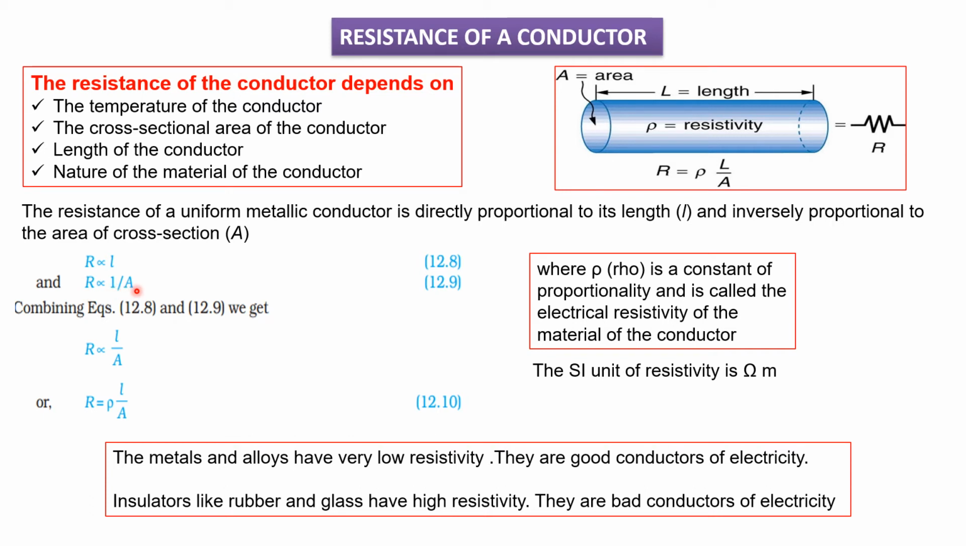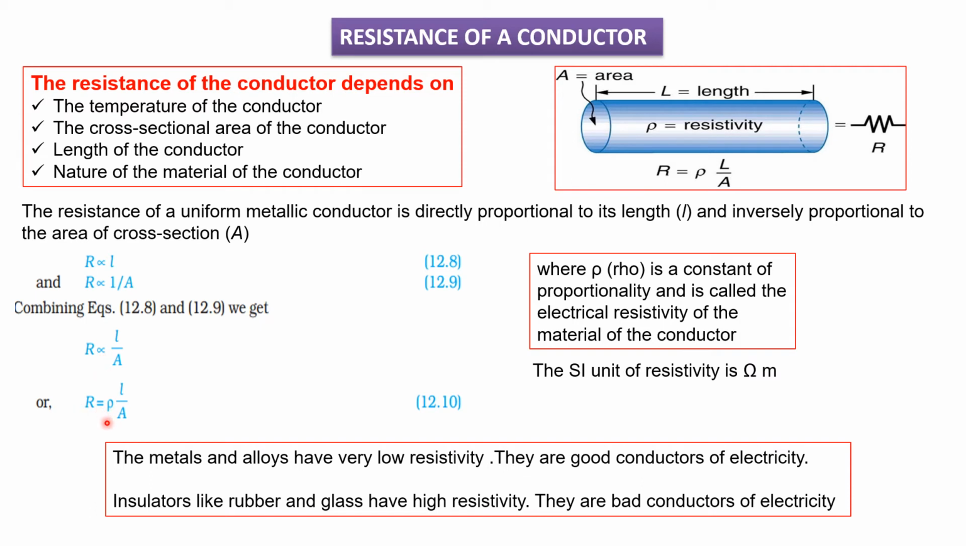If area increases, resistance decreases. If area decreases, resistance increases. So you should remember. Since both are in terms of R, we can write a common formula. R is directly proportional to L by A, isn't it? Whenever we remove this proportionality symbol, that means an equals sign should come and one constant should come.